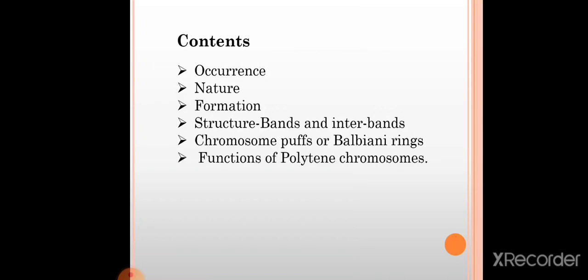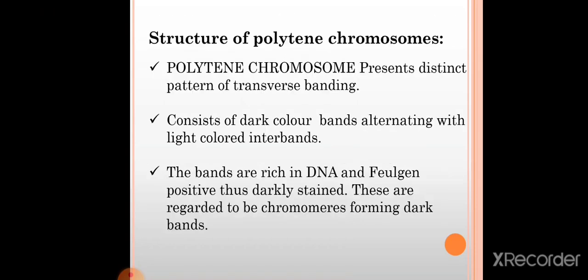Now we will discuss this topic under these headings. We will learn about the occurrence of these polytene chromosomes, their nature, how they are formed, and their structure, which includes the bands and the interbands, and the chromosomal puffs and the Balbiani rings, and finally the functions of these polytene chromosomes.